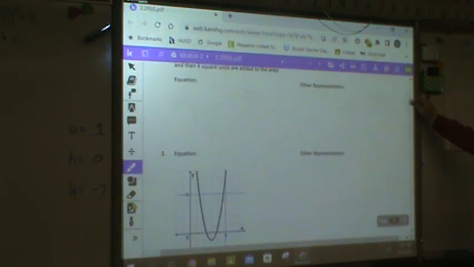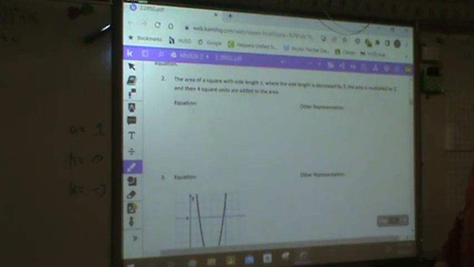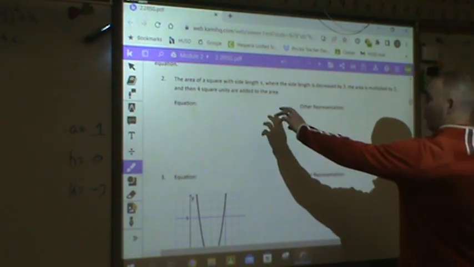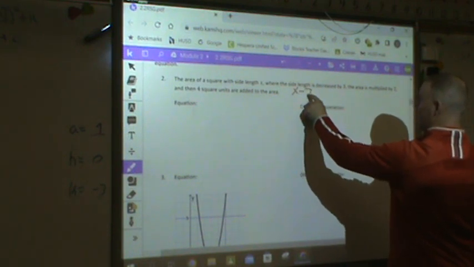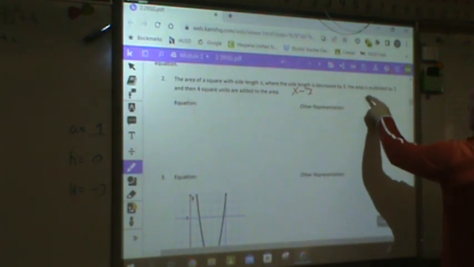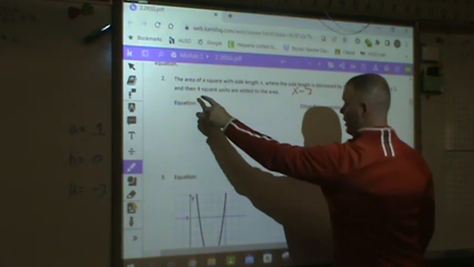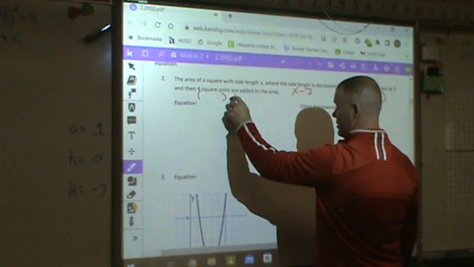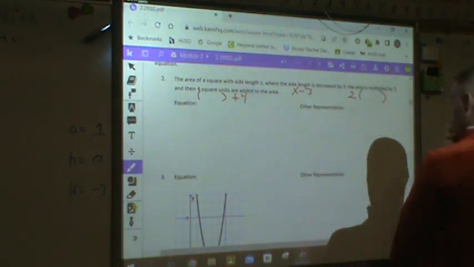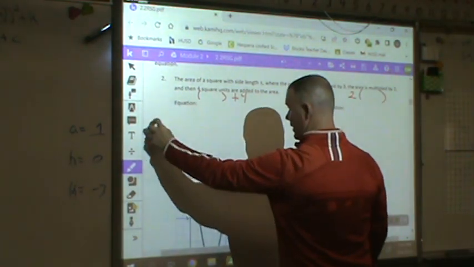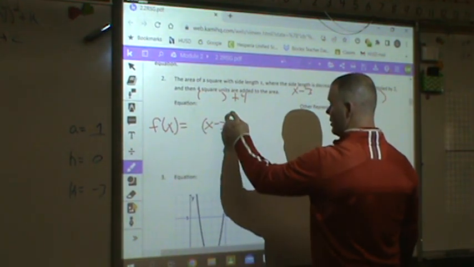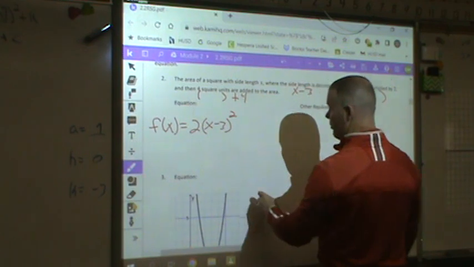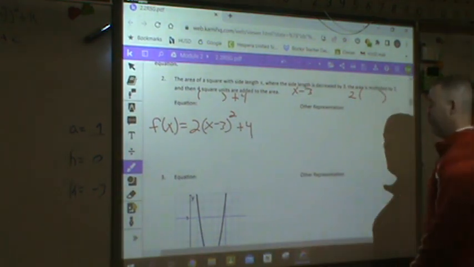And if I can get this to work right, it wants me to create an equation with a square where the side length is decreased by 3. So that's x minus 3. The area is multiplied by 2. So whatever that area is, I'm going to multiply it by 2. And then whatever happens, I'm going to add 4 at the end. So my equation is going to look like this. F of x is equal to (x minus 3) squared. I'm going to double that area, and I'm going to add 4.